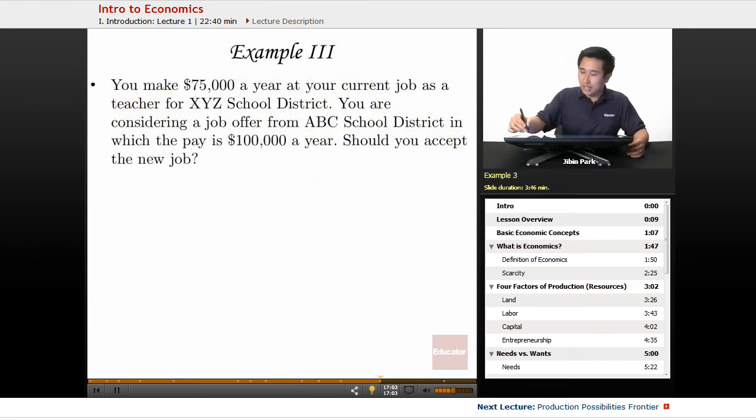Another example would be, let's say as a teacher, you make $70,000 a year at your current job for XYZ school district. You're considering a job offer from ABC school district in which the pay is $100,000 a year. Should you accept the new job? Again, this is a normative issue.